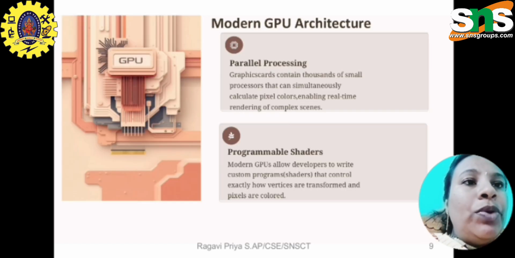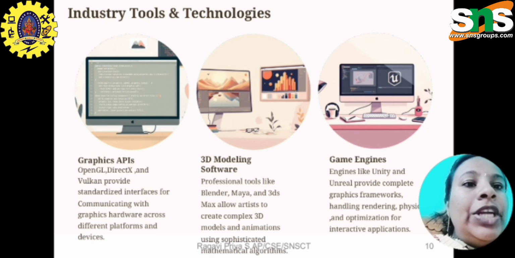Modern GPU architecture consists of parallel processing and programmable shaders. Graphics cards contain thousands of small processors that can simultaneously calculate pixel colors. With programmable shaders, modern GPUs allow developers to write custom shader programs that control exactly how vertices are transformed and pixels are colored. Industry tools and technologies are graphics APIs, 3D modeling software and game engines.